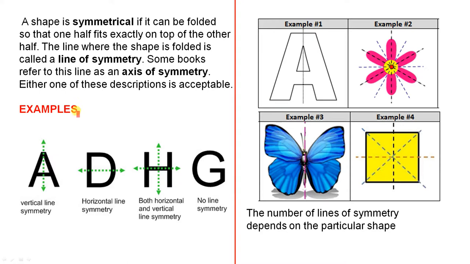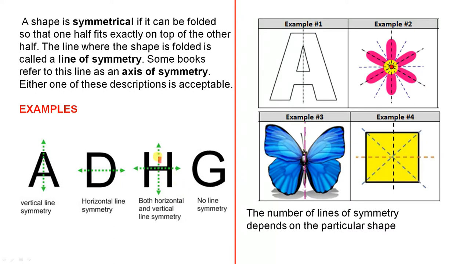Let's look at some examples. Here is the capital letter A, and you can see if we draw this line vertically, it cuts the shape exactly in half, so that if you fold it along that line, this half sits on that half perfectly and vice versa. So here we have a vertical line of symmetry. The letter D, if we draw that line there, this shape can also be folded, but that is a horizontal line of symmetry.